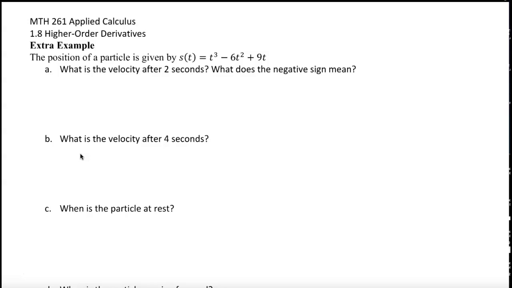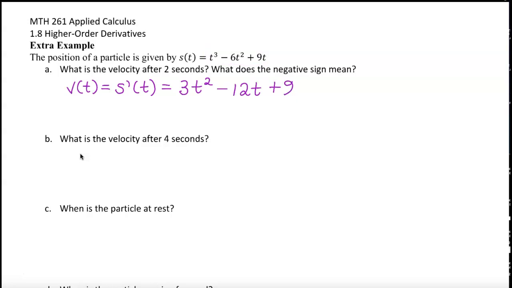Actually, I'm sorry, A is not asking that. A is asking for the velocity. So remember, velocity is equal to the first derivative of the distance function. So let us find the derivative of s of t. That is going to be 3t squared minus 12t plus 9. So we found the velocity function.